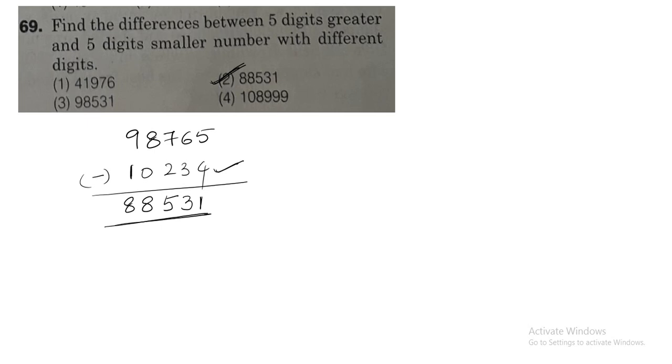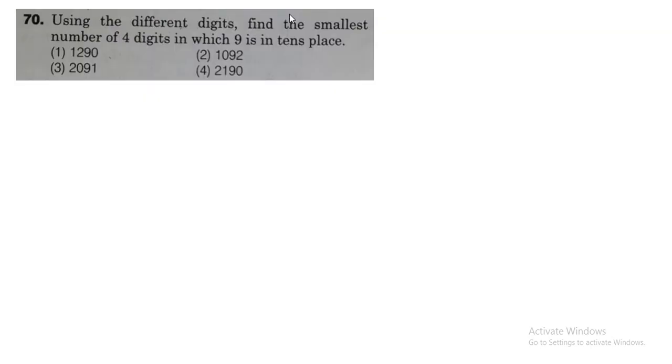Here different digits are asked, so we need to consider it in this particular way. Next, moving on to question number 70. Using different digits, find the smallest number of 4 digits in which 9 is in the tens place. If you observe the options, in all of them 9 is in the tens place. He is asking for the smallest number among 1290, 1200, 1092, 2091, 2100. Among all these, 1092 is the smallest, hence that is my answer.